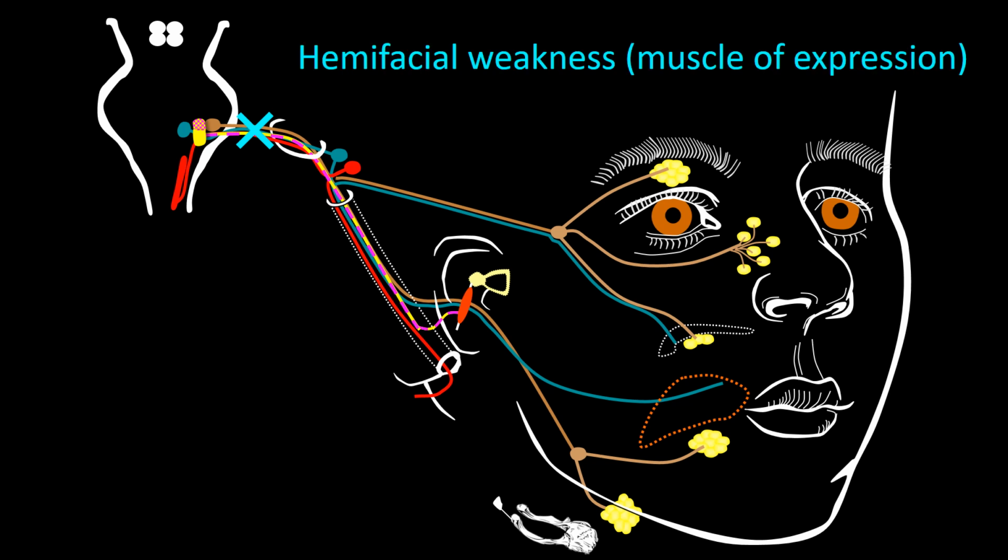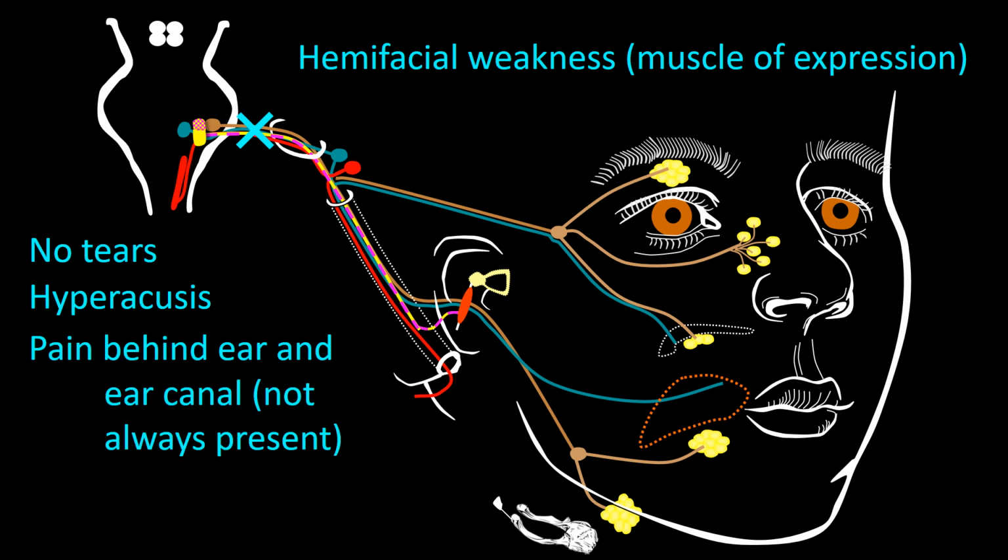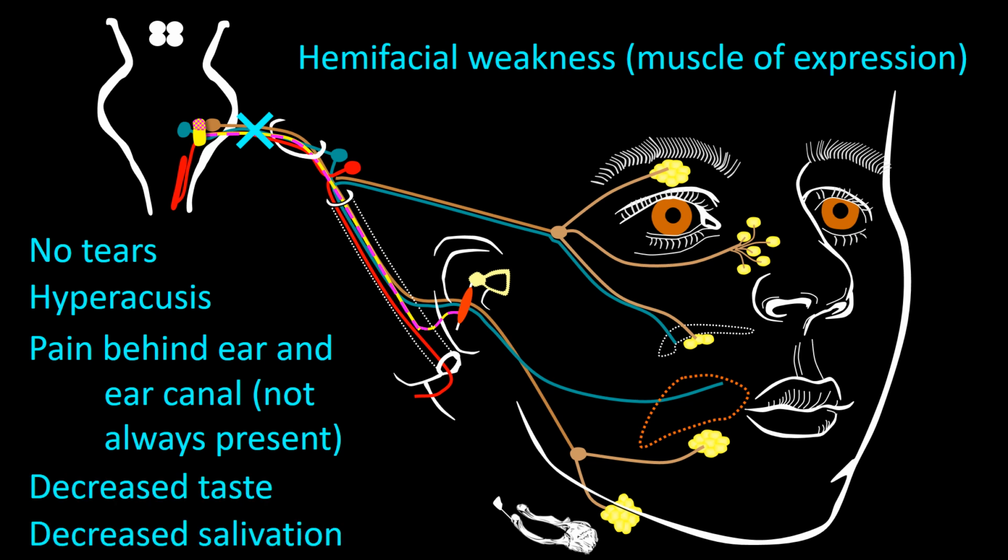In such cases, we will see hemifacial weakness in the muscles of expression, no tears since the preganglionic parasympathetic fibers to the pterygopalatine ganglion are damaged, hyperacusis since the fibers to the stapedius muscle are damaged, sometimes pain behind the ear and ear canal, decreased taste, and decreased salivation on the afflicted side.